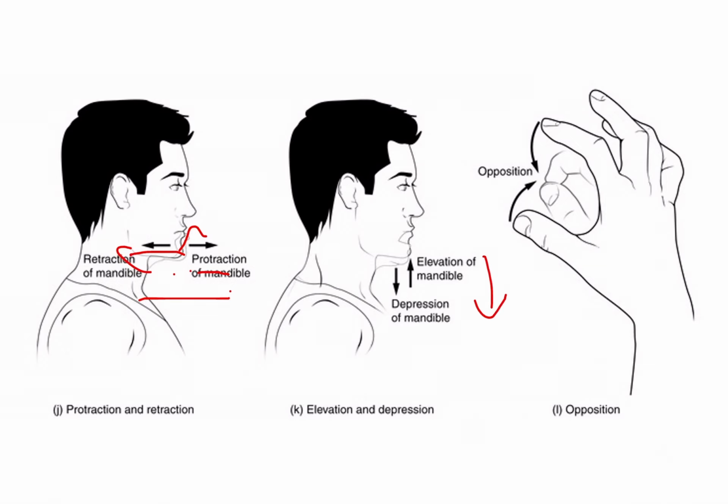Elevation and depression, kind of think of chewing, right? So you elevate to take a bite to crunch down, and you depress to open up that mouth and provide space between the teeth again. And the last one is the opposable thumb. You've heard of humans having an opposable thumb, and that is simply a pinch, right? That is all between your pointer finger and your thumb, so they are now opposed.